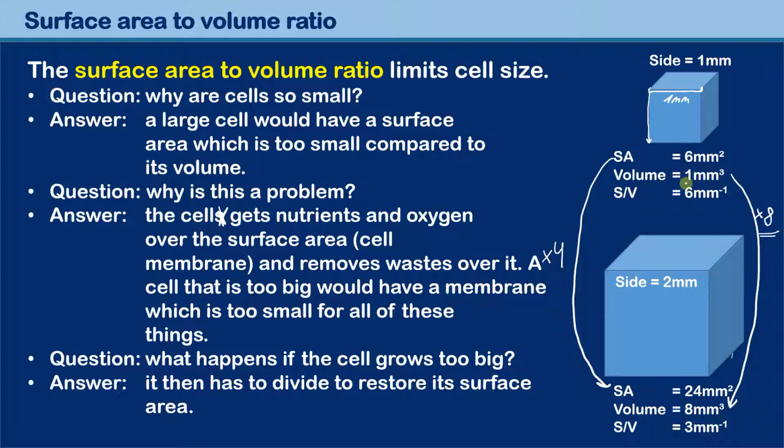And before I forget about that, the S to V ratio I mentioned over here: if you divide these two values, you get a value of 6, and you can see that 6, of course, is larger over here. This cell over here has a larger surface area to volume ratio than this one over here. So this one actually has a twice as large surface area to volume ratio than this one over here.